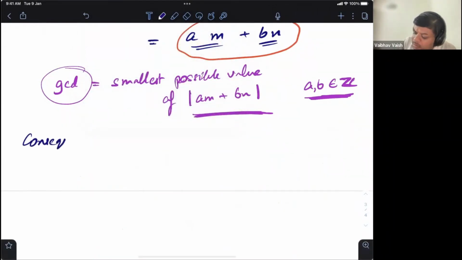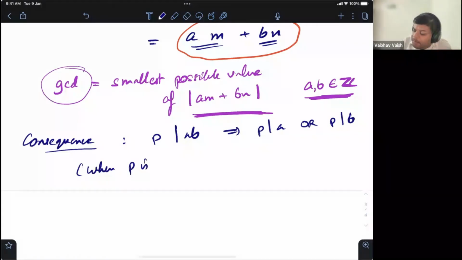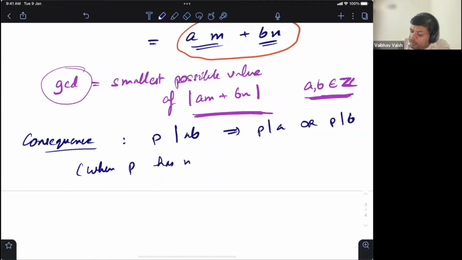So, we all know these facts. Let's say if a prime divides the product of two integers, then the prime divides A or the prime divides B. Remember, P is a number that has no factors apart from 1 and P.